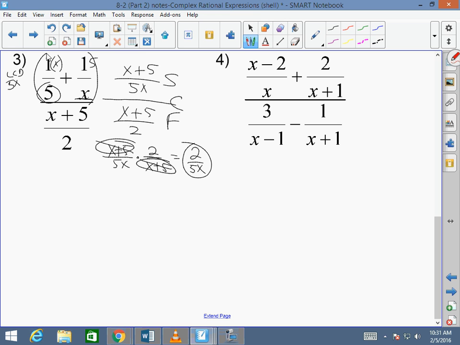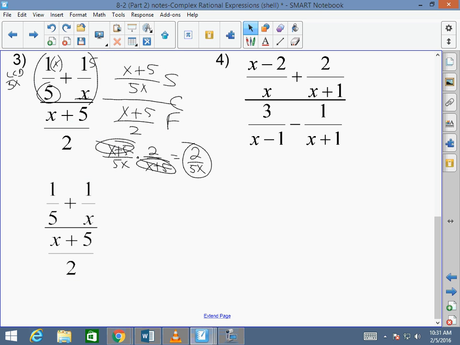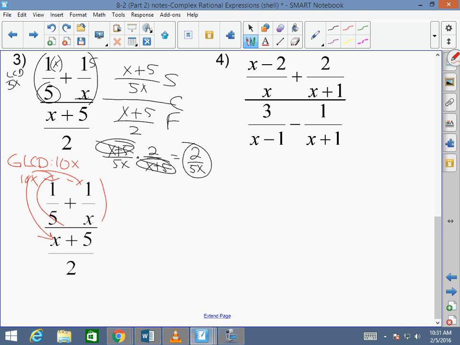In this case, method 2 would not be the way to go, in my opinion. So you got 1 over, well, why am I doing that? Let's save time. You're here to learn, not to watch me write. Okay. What's the grand LCD? 10x. Good job, guys. So I multiply 10x to every single thing. So 10x times 1/5 is 2x. 10x times 1 over x. So this here will just be 2 times x plus 5. Always factor. Now, what's 10x times x plus 5 over 2?